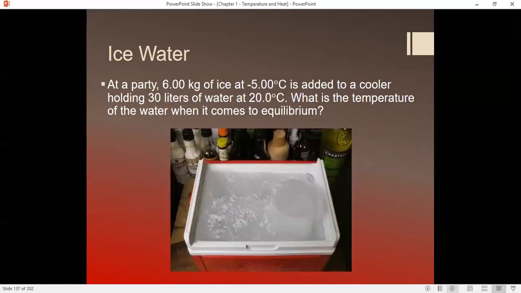Here's a nice problem that illustrates this without getting into too many complications. At a party, we have 6 kilograms of ice at -5 degrees Celsius. So here's my ice. I'm always going to call this ice. When it melts, I'll call it ice water. And that's to differentiate it from the other water, which is 30 liters of liquid water, okay?